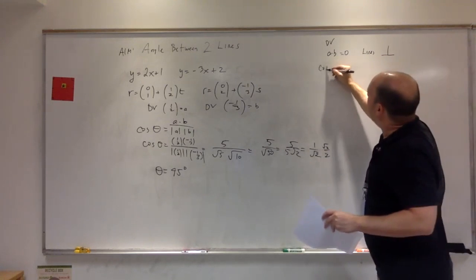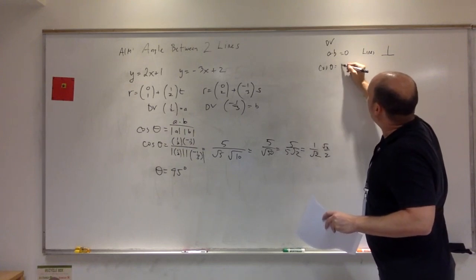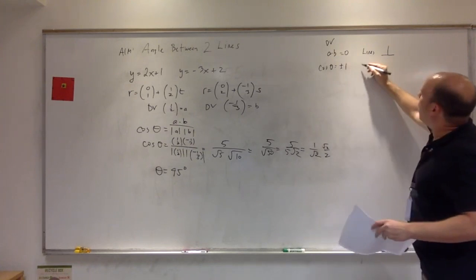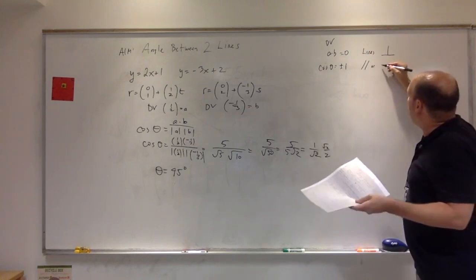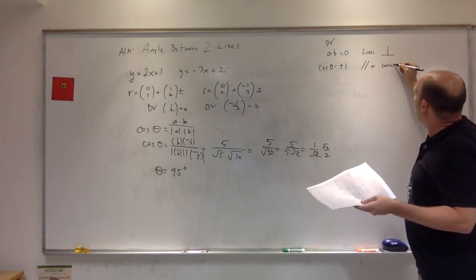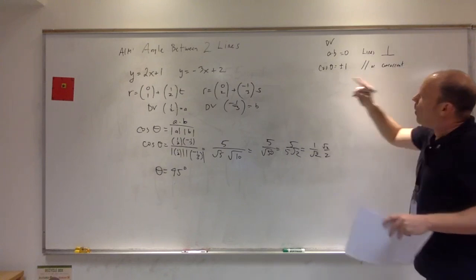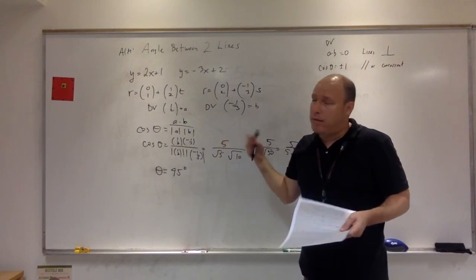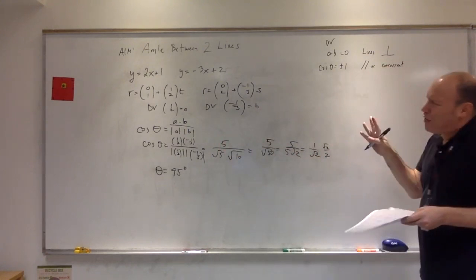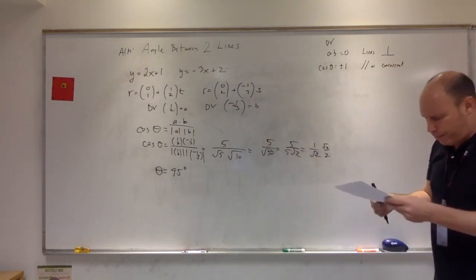If the cosine of theta is equal to plus or minus 1, then the lines are parallel, or they're actually the same line. They could be coincident. You have to figure that out. You can generally put in some values to see if they actually arrive at the same point. They're not going to ask you that.